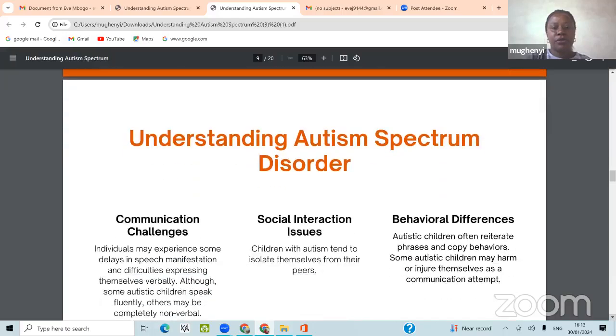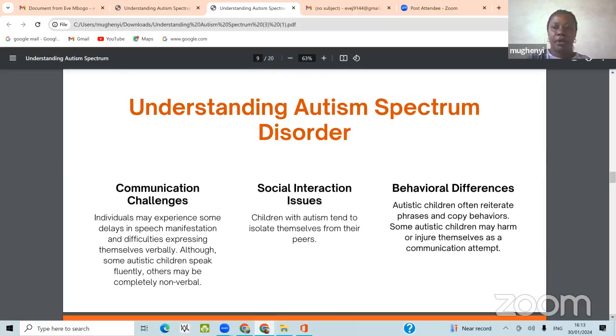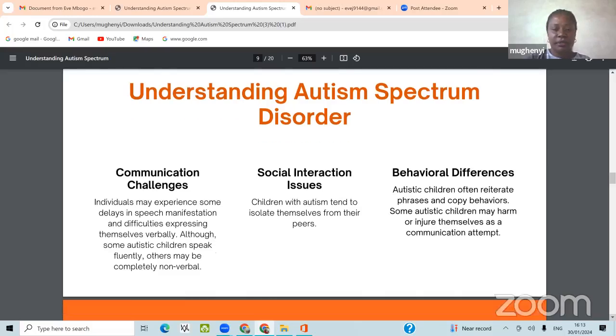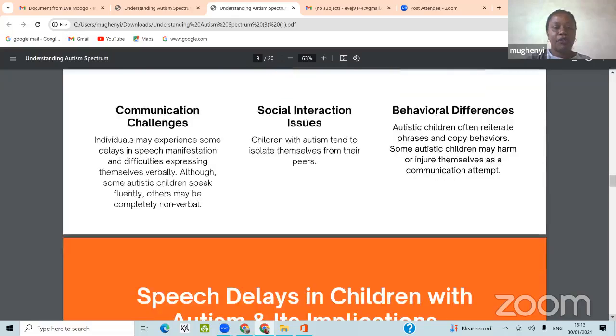Let us continue to understand autism spectrum disorder. Here we'll look at 3 angles: communication challenges, social interaction issues, and behavioral challenges. Individuals may experience delays in speech and difficulties in expressing themselves verbally. Although some autistic children speak fluently, others may be completely nonverbal.